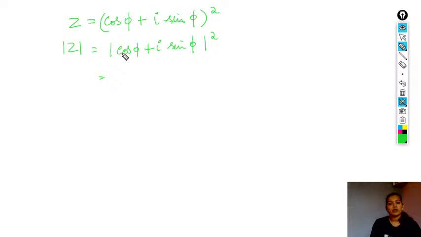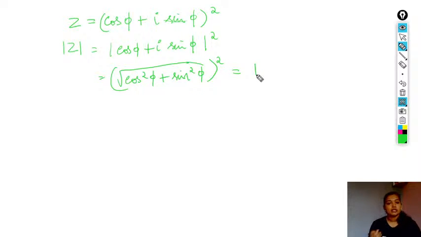And what will be the modulus here in this case? Root of cos square of phi plus sine square of phi, and the whole square of this. So we have this as cos square of phi plus sine square of phi, and this value here is equal to 1, students. So we have the modulus of the given complex number as equal to 1. So we can say modulus of z, the whole square value, is also equal to 1.